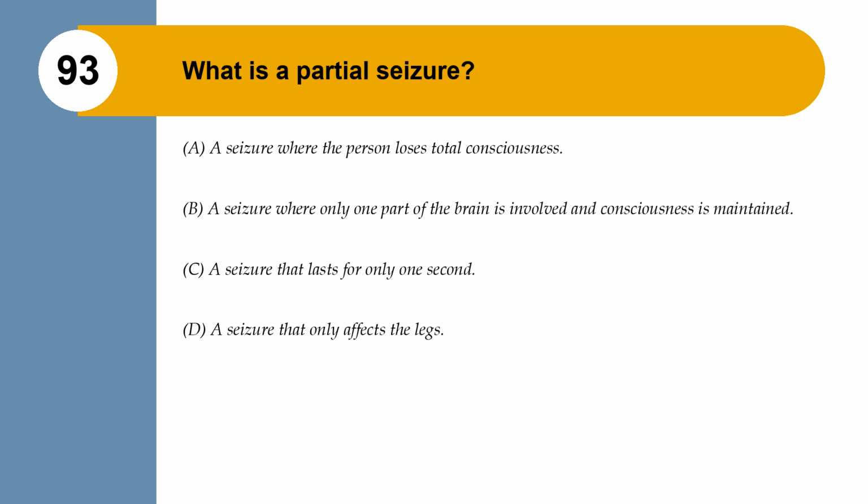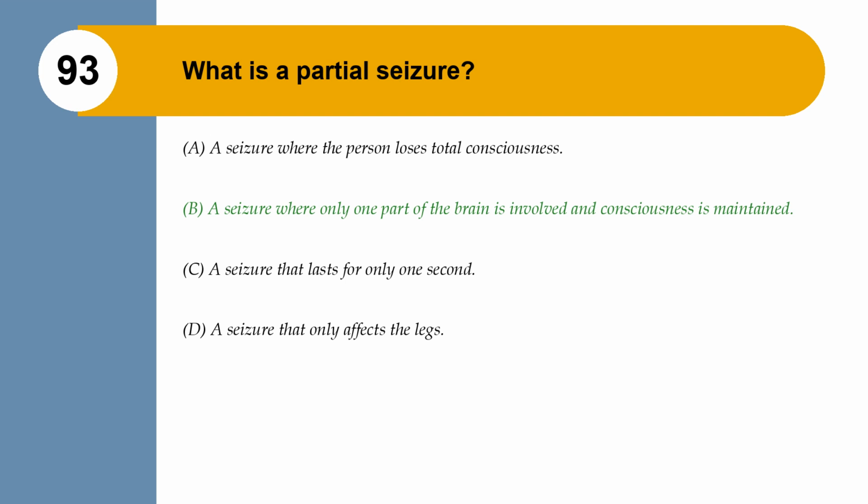Option A, a seizure where the person loses total consciousness. Option B, a seizure where only one part of the brain is involved and consciousness is maintained. Option C, a seizure that lasts for only 1 second. Option D, a seizure that only affects the legs.